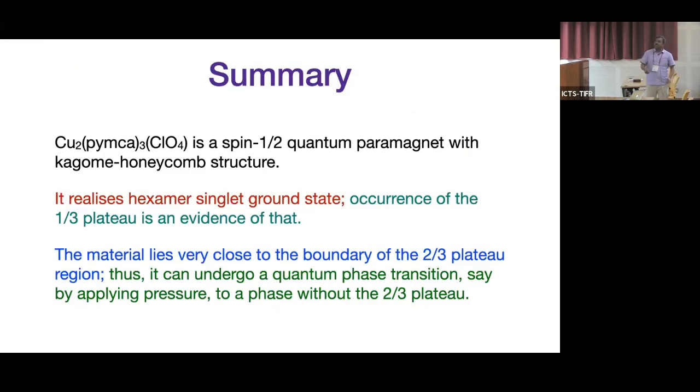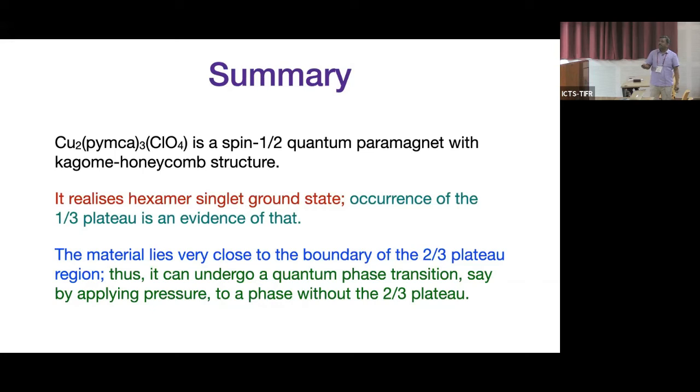Let me just summarize. This compound is a spin-half quantum paramagnet with the Kagome-Honeycomb structure. Just to remember, it's a honeycomb, but with a Kagome superlattice formed on it. It realizes a hexamer singlet ground state. We have established that clearly. And the occurrence of the one-third plateau is in fact strong evidence of that, because otherwise it would not arise if this basic model is applicable.